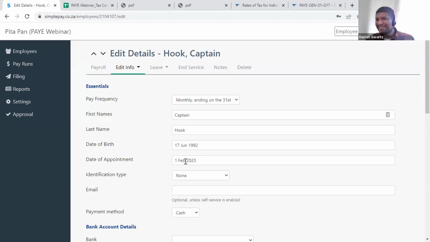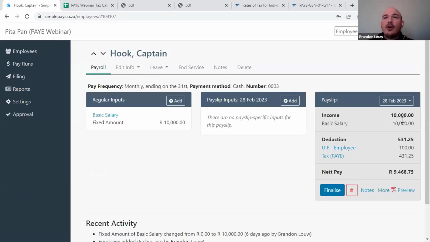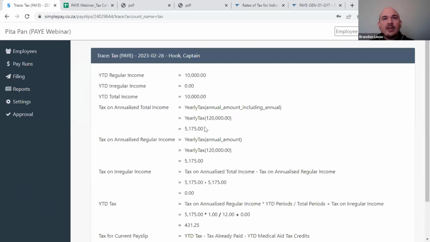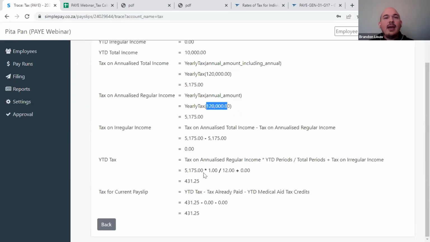And I know that he's going to be appointed on the 1st of February 2023, which is the last month of the tax year. And you'll see that in the last month of the tax year, he earns 10,000 Rand. And you'll see that when we go into the tax trace, we've calculated an annual equivalent of 120,000. And because of this, he needs to pay PAYE.